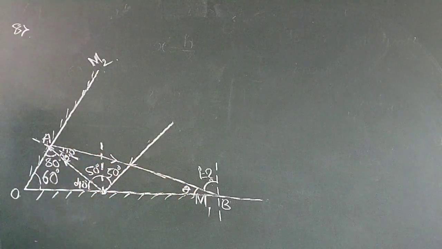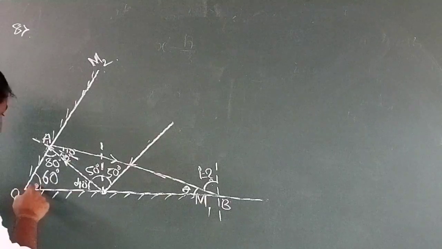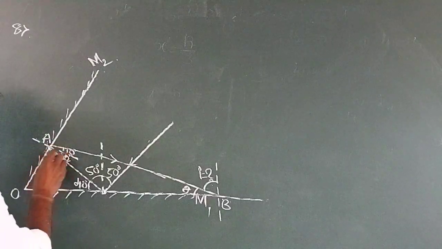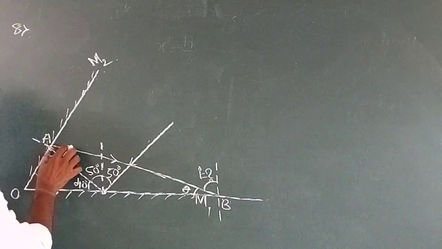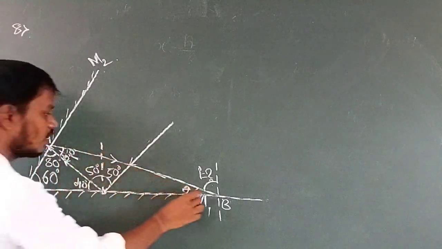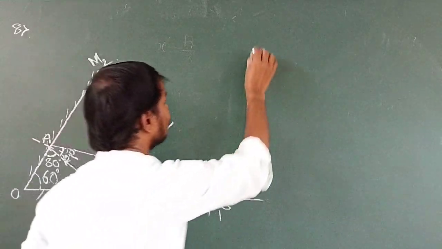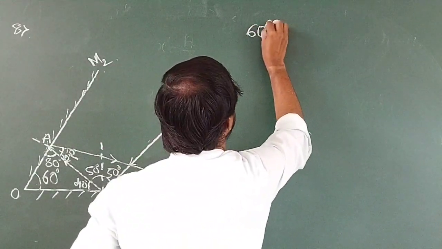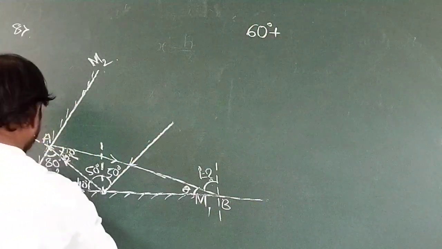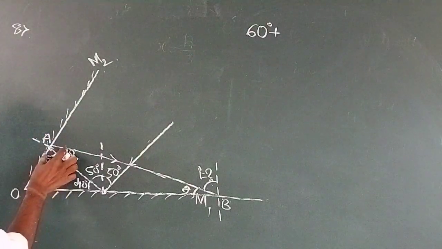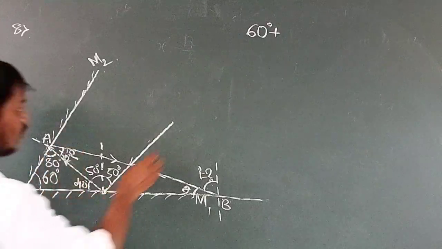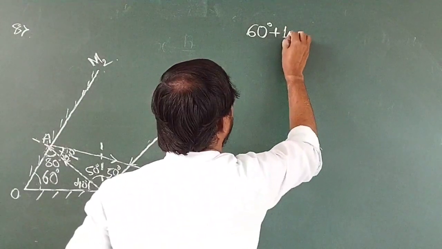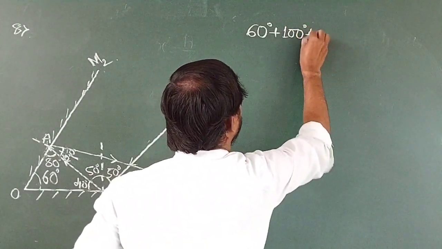In this triangle, what is the total angle? The total angle is 180 degree. So that is 60 plus 80 plus 20. This is 20, and this is 80. So 60 plus 80 plus 20 plus theta is equal to 180. This is 60 plus 100, because 80 plus 20. That is 100 plus theta.